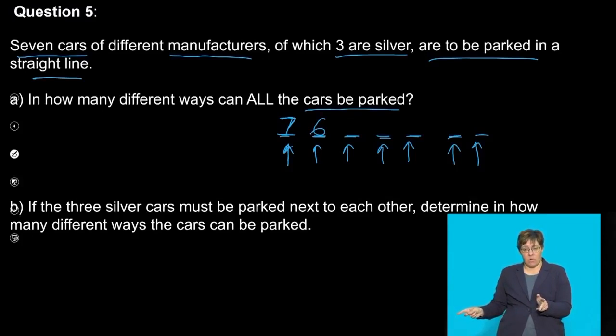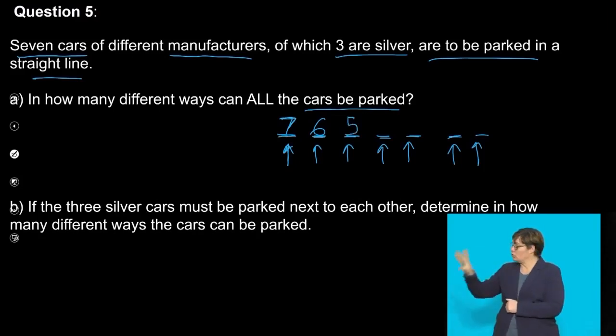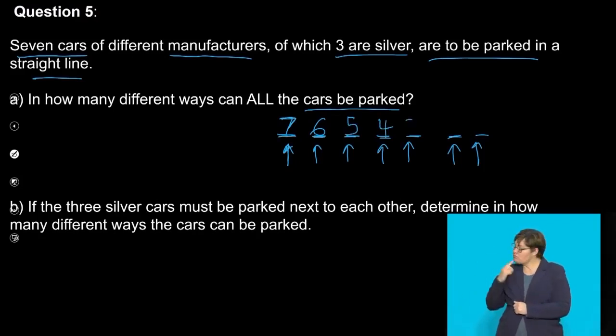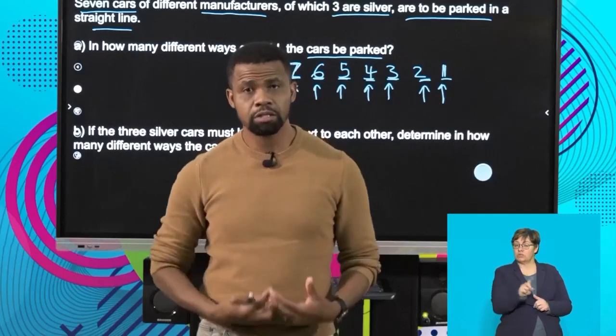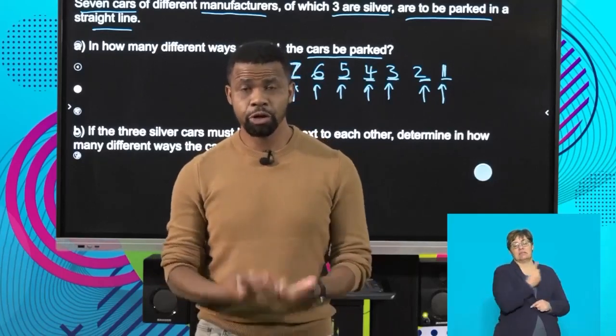So then the next car, that spot has been taken. The next car will have 5. Then the next car will have 4. Then the next will have 3. Then 2. Then the last car will have only 1 choice because the rest will be taken. So to answer our question, we just have to multiply all those choices.